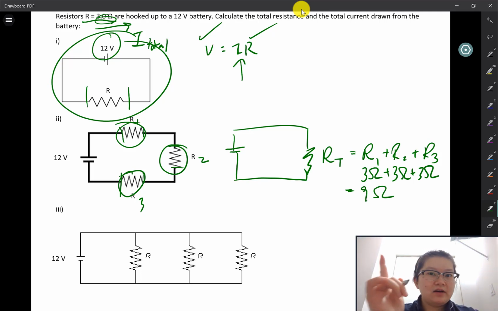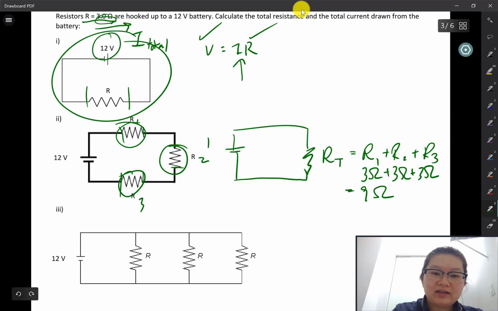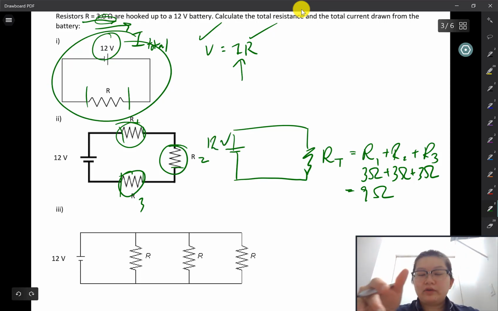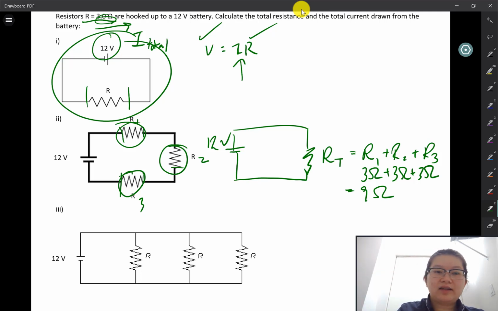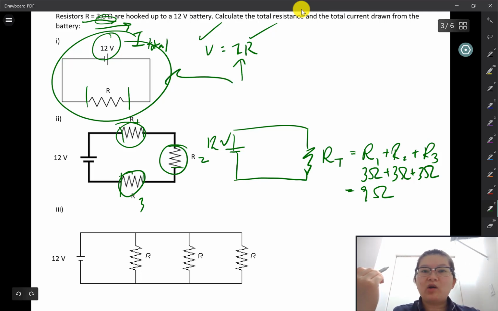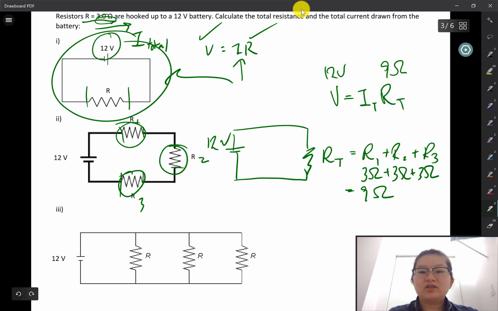Knowing this 9 ohms is important because now that I know the total resistance in my circuit, this case looks like my first one. If I want to find the total current through my battery, then essentially I just have the potential equals I total, the T for the total here, times R total for the total resistance. So here I have 12 volts, here I have 9 ohms, and I just solve for the current, which is just fine.